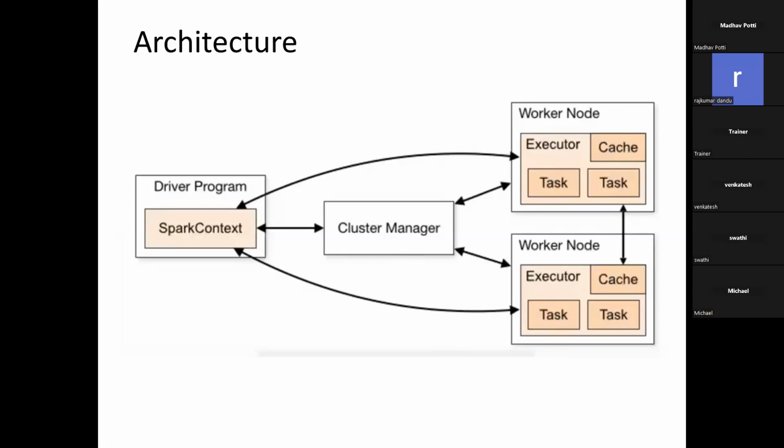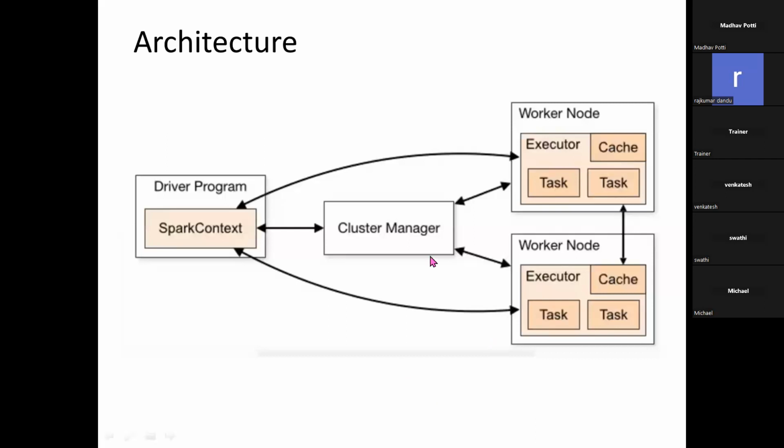And within the worker node, you can see there is an executor program installed, and underneath there is a cache mechanism. As we said, Spark processes the in-memory data, so it uses this cache memory to process the data within the worker node, and accordingly it's going to be faster processing. Okay, so that's the power of distributed processing.